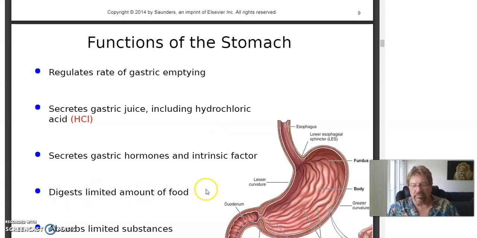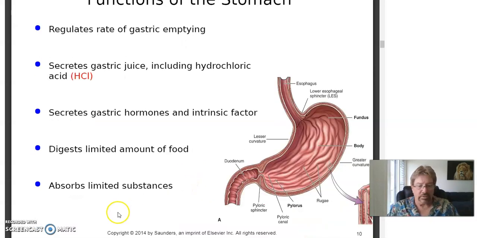Digest limited amount of food. Protein digestion, guys, starts in the stomach. Hydrochloric acid plays a big role in that. And some limited absorption. Alcohol, for example, is absorbed in the stomach.